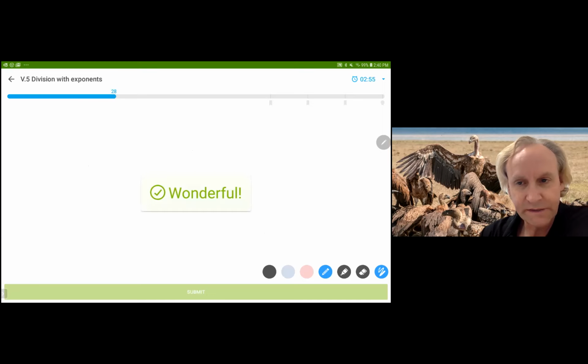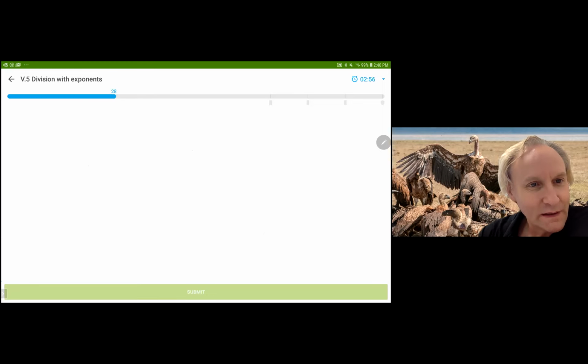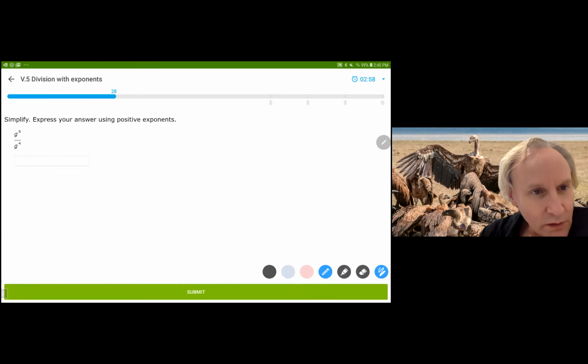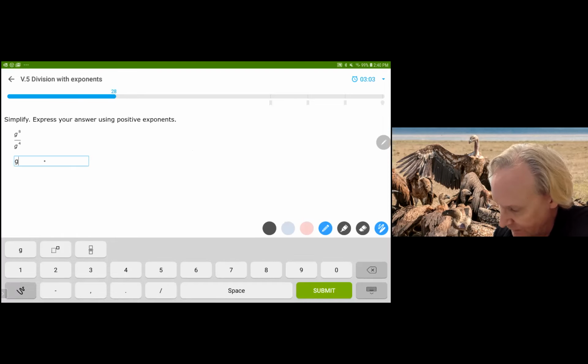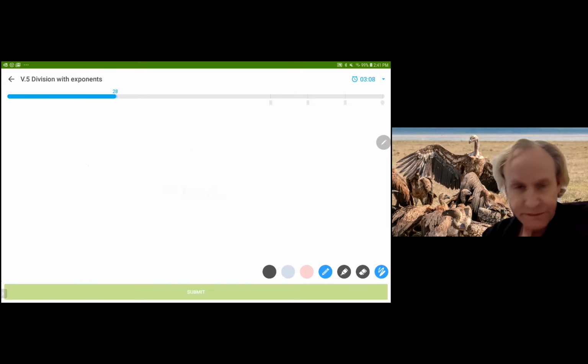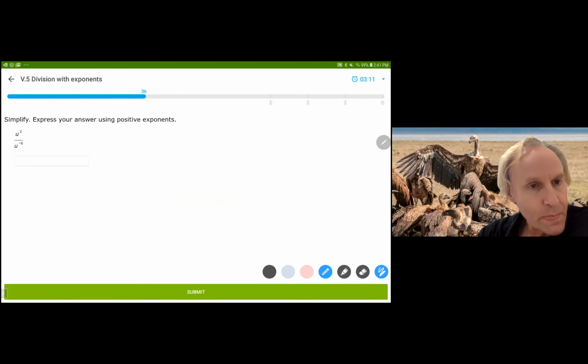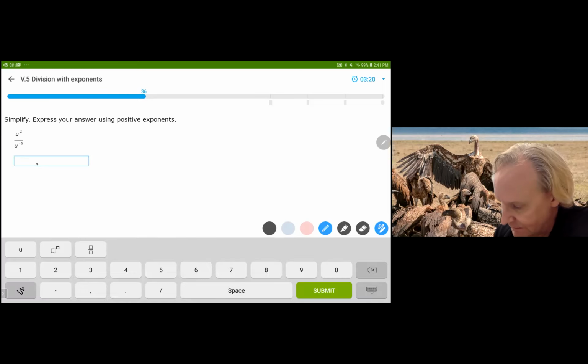All right, let's see what we get this time. Oh, just g to the 4th. We're just going to cancel 4 of those g's with 4 in the numerator, or subtract the exponents, whatever makes you happy there. This time, the negative 6 gets moved to the numerator, or you subtract the exponents. Either way, you get u to the 8th.